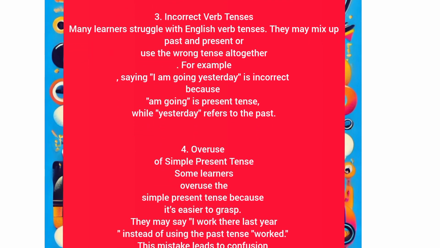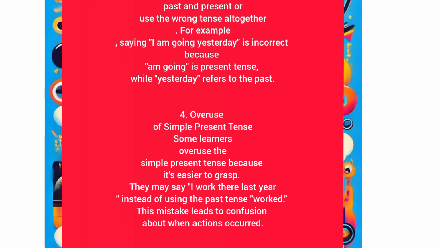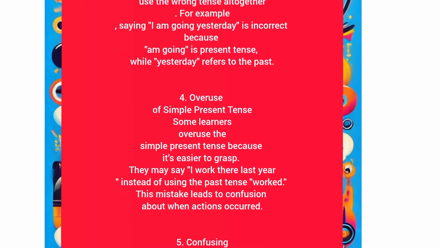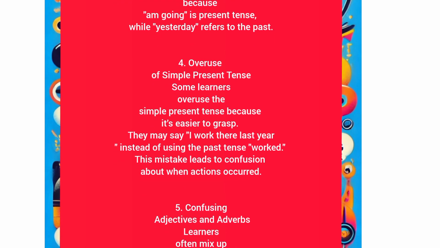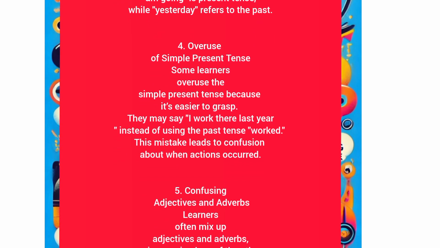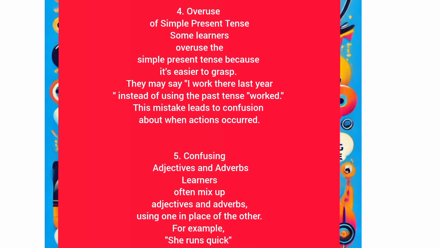Number five, overuse of simple present tense. Some learners overuse the simple present tense because it's easier to grasp. They may say, I work there last year, instead of using the past tense worked. This mistake leads to confusion about when the action occurred.